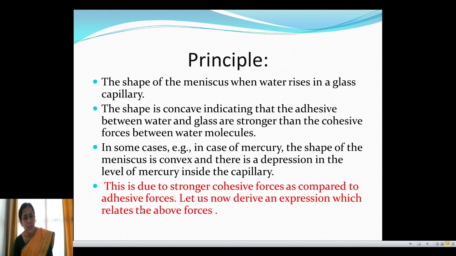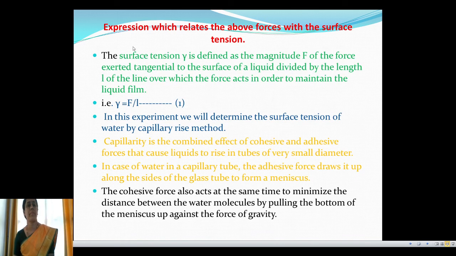Let us now consider the expression which relates the above forces. Before expressing the relation, we have to define the surface tension. It is defined as the magnitude F of the force exerted tangentially to the surface of a liquid divided by the length of the line over which the force is acting, in order to minimize the liquid film. That is, surface tension gamma is equal to F divided by L. In this experiment, we determine the surface tension of water by the capillary rise method.